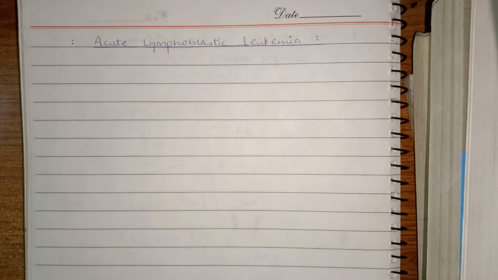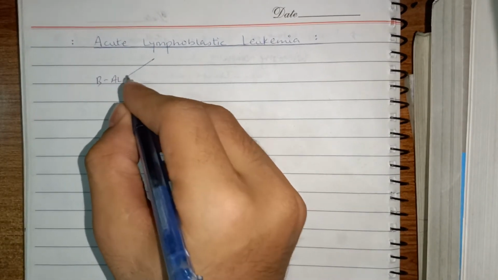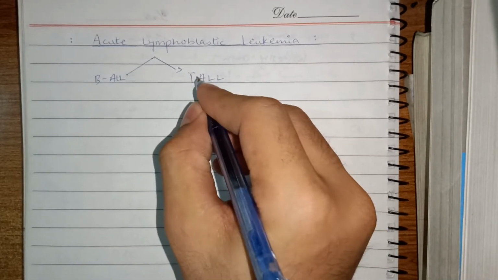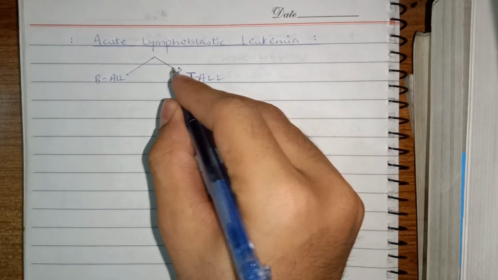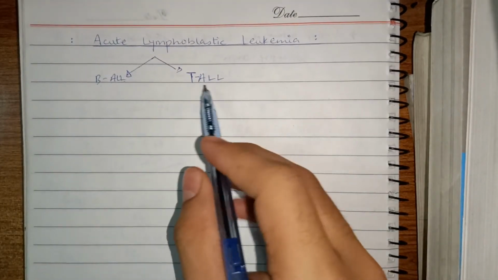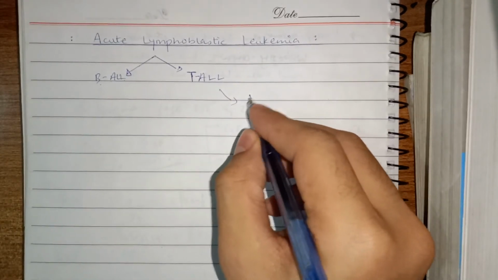Now acute lymphoblastic leukemia is of two types. One is B-ALL and the other one is T-ALL, right? One is the B acute lymphoblastic leukemia and one is the T acute lymphoblastic leukemia. Now B-ALL is more common than T-ALL, and B-ALL usually occurs in children and T-ALL usually occurs in teenagers, and it is present as a thymic mass.